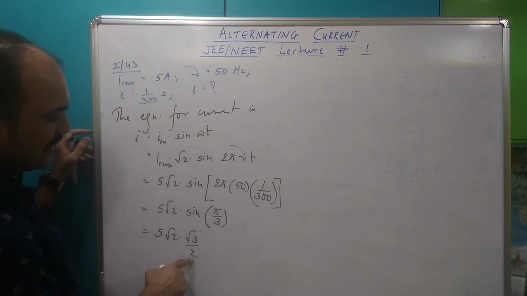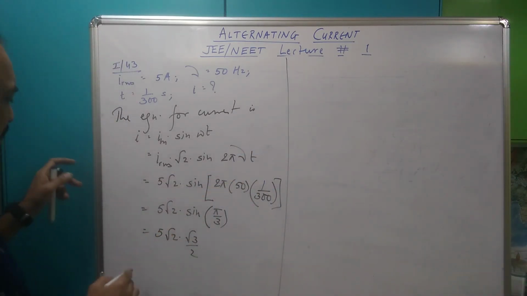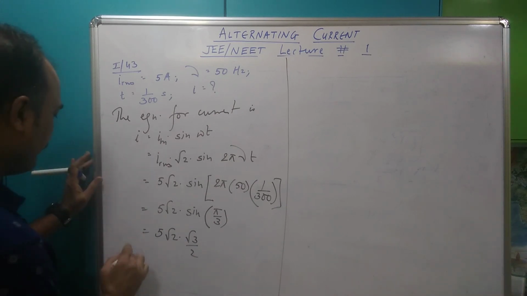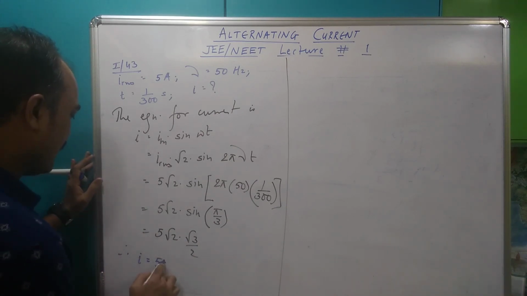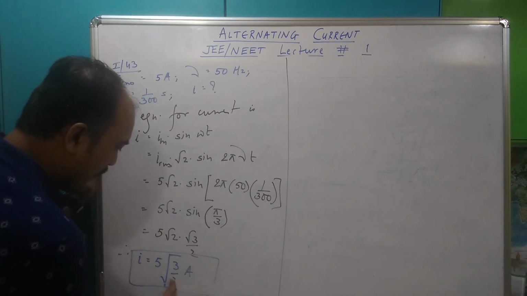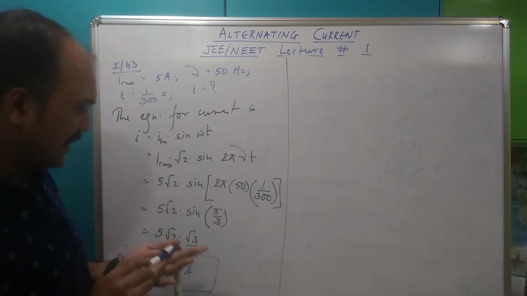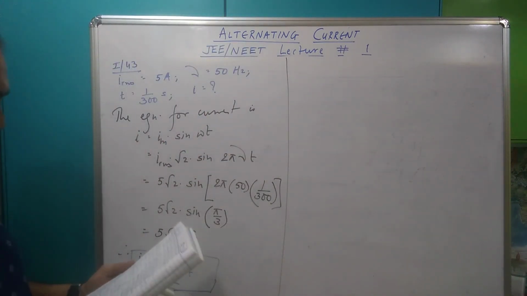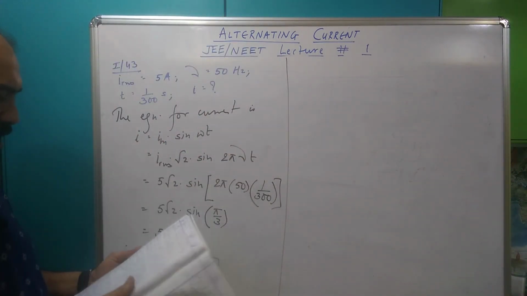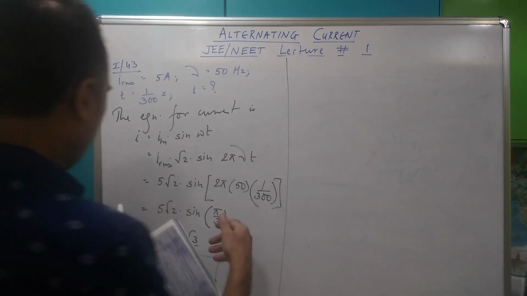I can write 2 as root 2 times root 2. So one root 2 goes away, and you are left with this. I shall write it here itself. Okay, my answer is ready. So I is 5 root 3 by 2 ampere. Is this watchable, checkable, doable, observable, and handleable? Let me see. Yes, sir, it is. So this is how it is. This is round 1 ka 43. Similarly, let me move on, and I'm doing round 2 ka 61 right here.